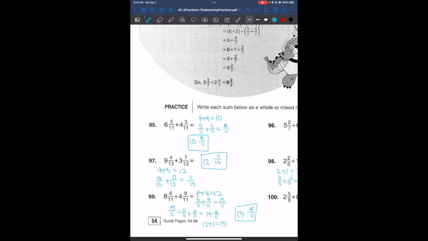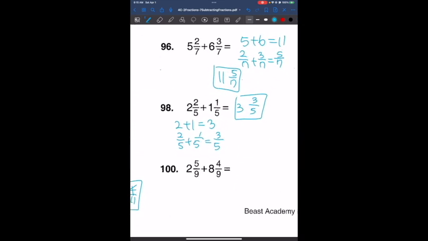And then for problem 100, I want you guys to try solving this on your own. So I'll give you guys about 1 minute to solve problem 100 on your own. And then we'll go over the solution together.